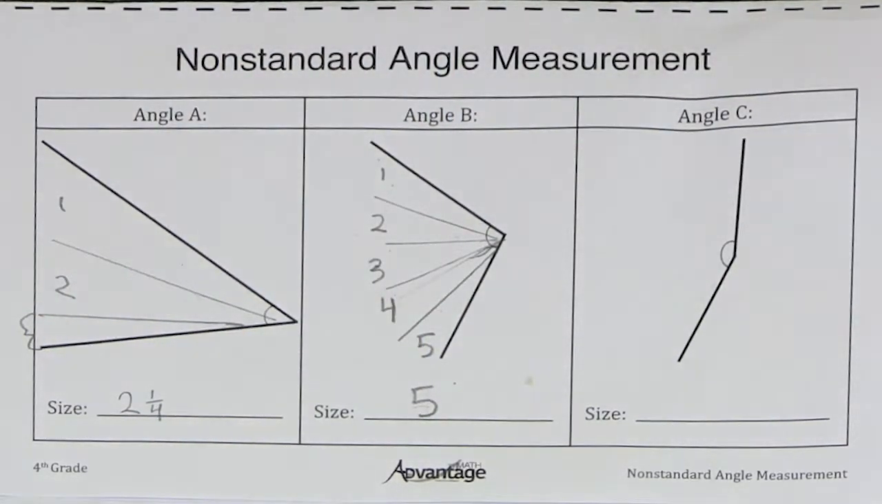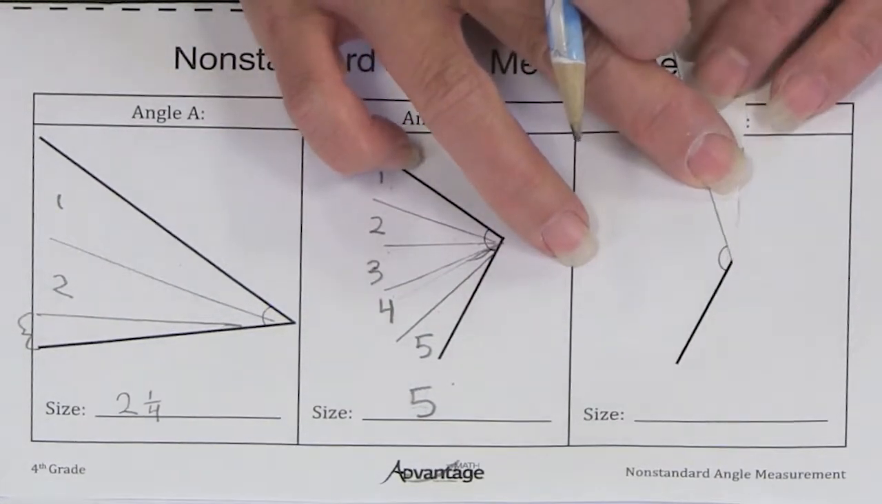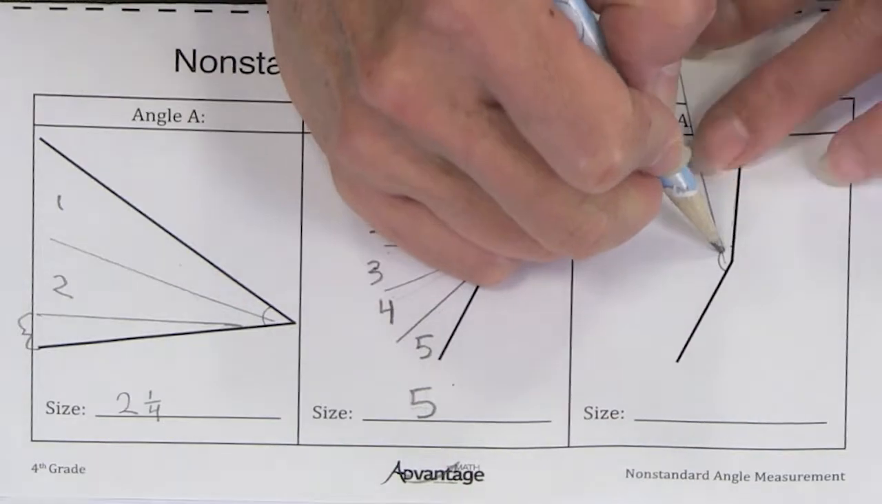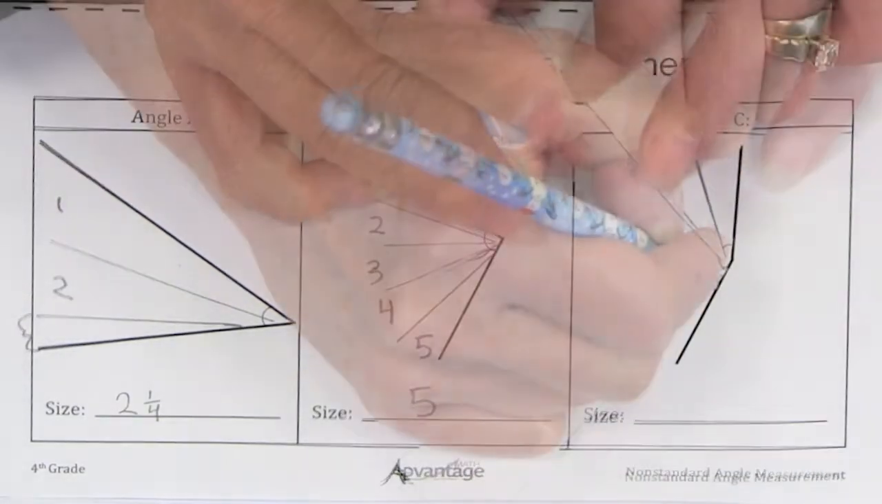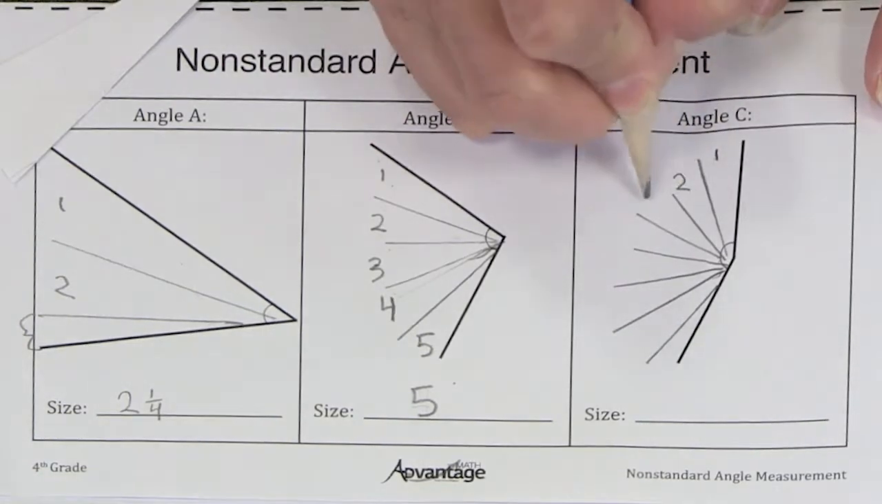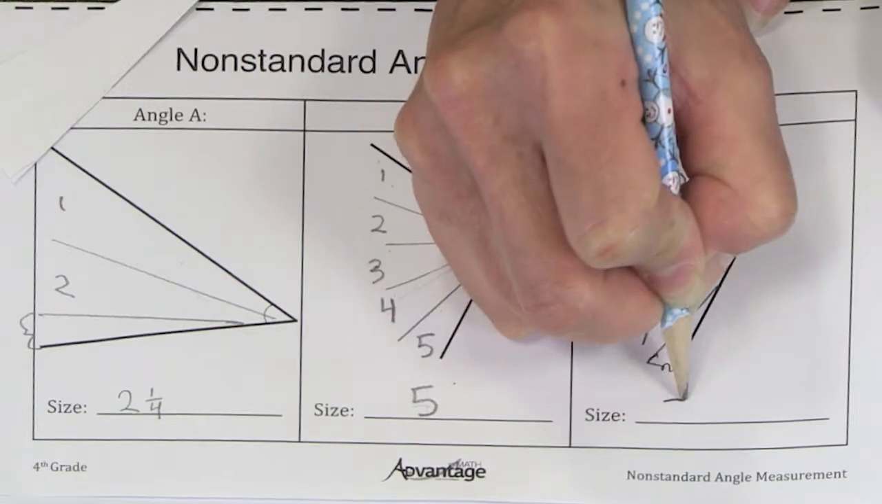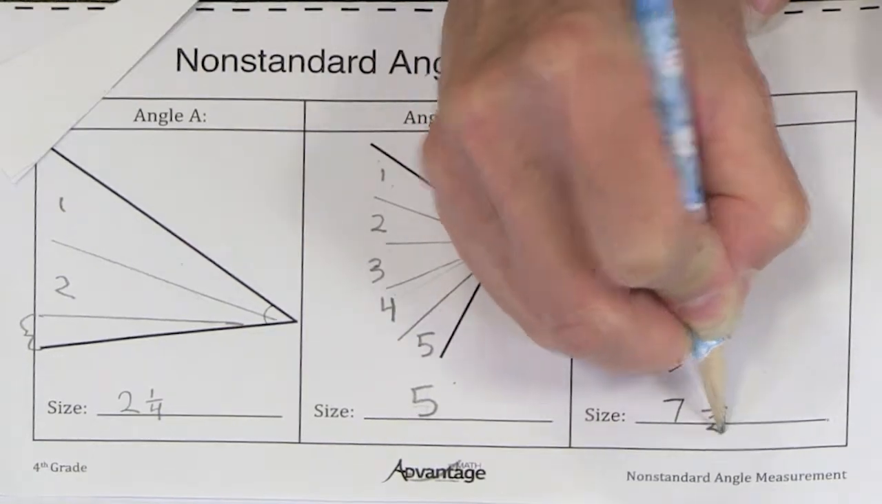Let's try angle C. We start by lining our snip along the interior of one of the angle sides. We trace the side and iterate it through the entire angle. We write the measurement of the angle by how many iterations were needed to fill the angle's interior. In this case, it is 7 1/2.